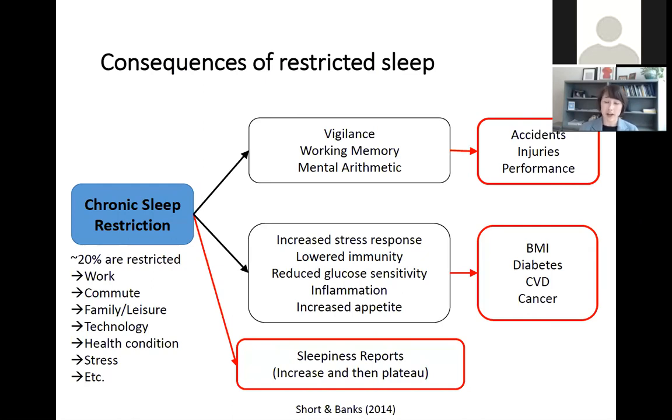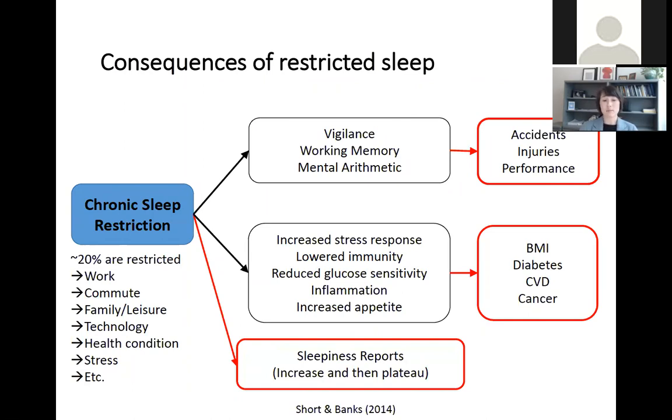Interestingly, another very high correlate of not getting enough sleep is our commute time. So workers who are commuting a lot tend to sleep less. Additionally, we know that family or leisure time gets in the way of sleep. Technology more and more is influencing our sleep. One important thing to note is that other health conditions can impact our ability to get good quantity and quality of sleep as well. Stress and a number of other factors. So there's quite a few different reasons why people are chronically sleep restricted.